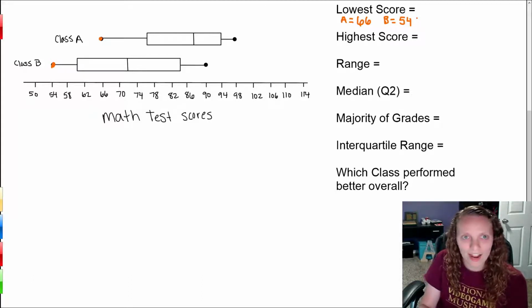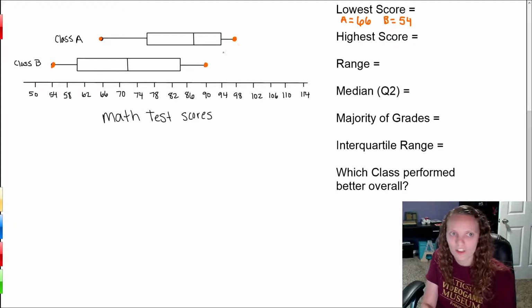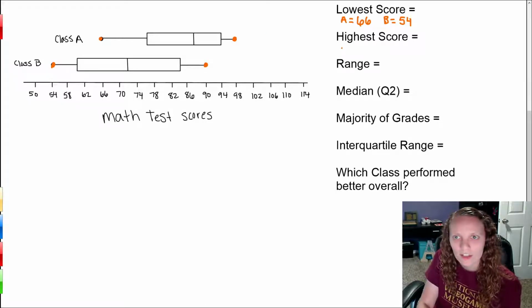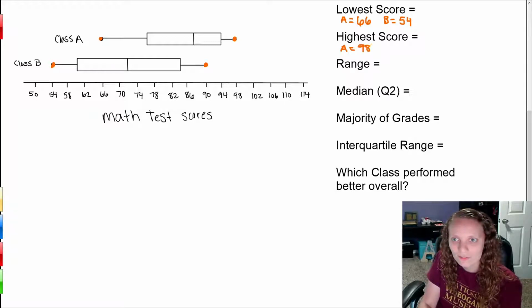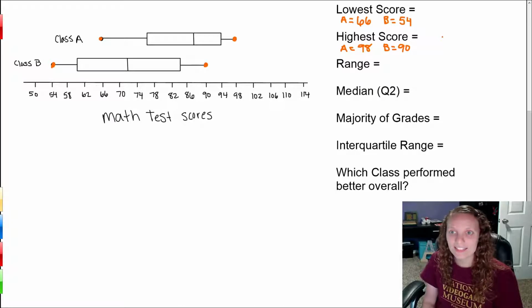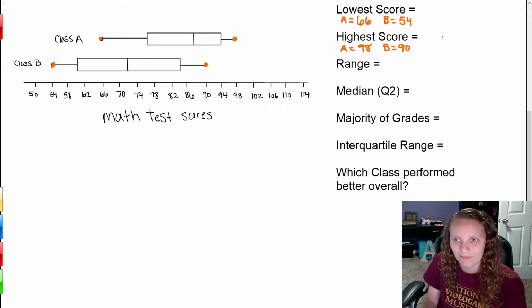Let's compare the highest scores. That's the other two dots on the opposite side of the picture. A's highest score looks like it's over the 98, and B's highest score is over the 90. So A had somebody that made a 98. B had somebody whose highest grade was a 90.